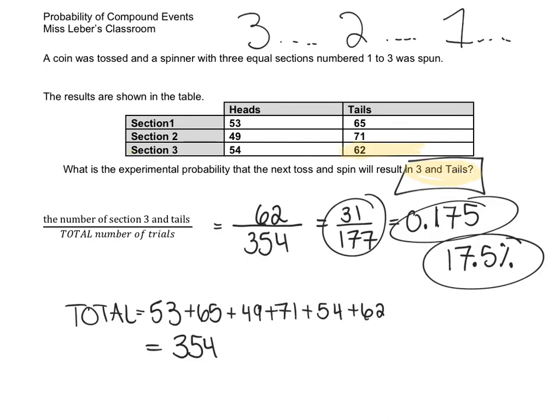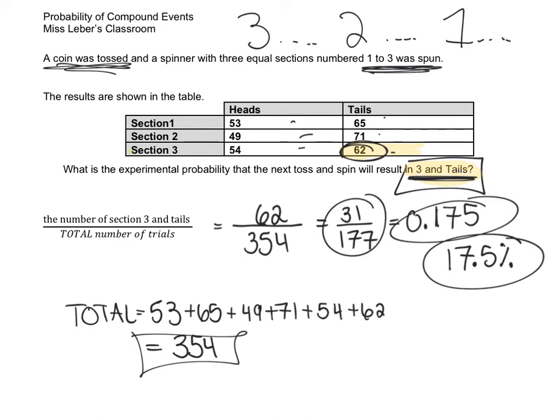Alrighty, math friends. So it says, what is the experimental probability that the next toss will be a 3 and tails? So I take a look at my chart and I see again there were 3 sections of the spinner, which was told to us in the top part, as well as a coin was tossed. So I knew I had 2 options of heads or tails. So I wanted to set up my fraction, so I needed the number of section 3 and tails, which again gave me that 62, all from the chart. But then I needed the total number of trials, so I needed to add up each of these options within the cell, and when I did that, I got 354 trials.